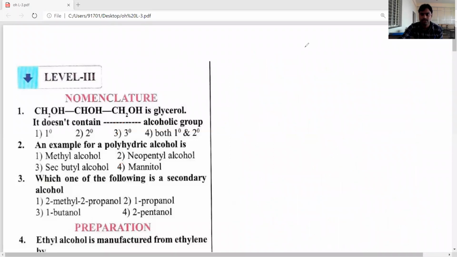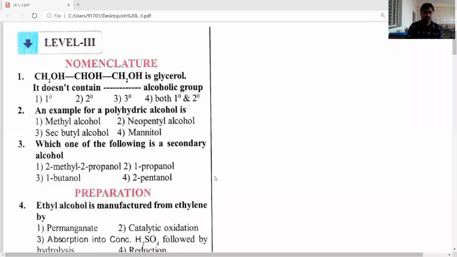Now let's see the third question. Third question, dear students. What is the third question? Which one of the following is a secondary alcohol? Secondary alcohol they are asking. Okay, pentan-2-ol, 2-pentanol, means the answer is the fourth option. It's very clear. Propan-1-ol, OH group at the first carbon, that's why it is a primary alcohol.